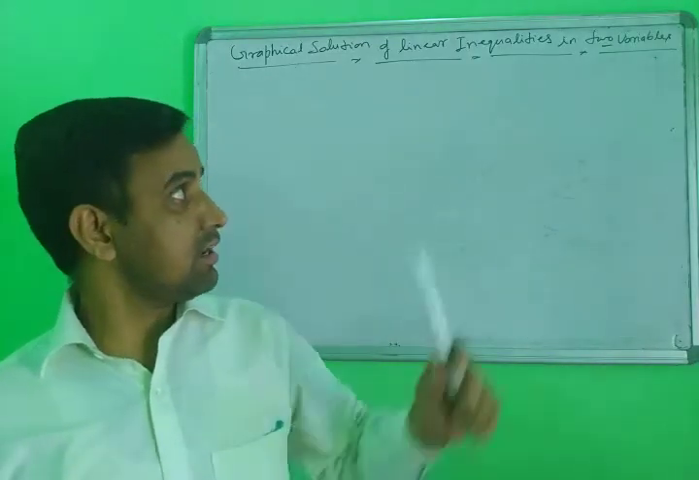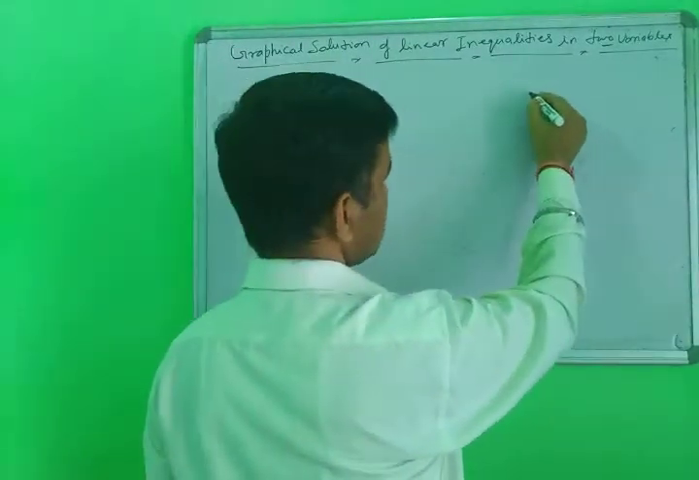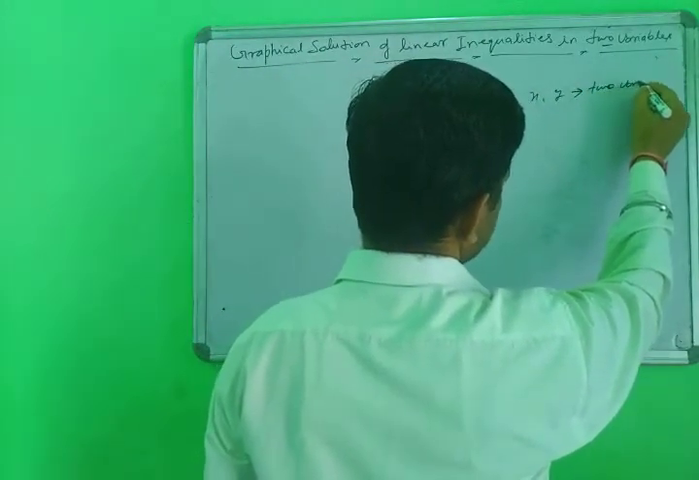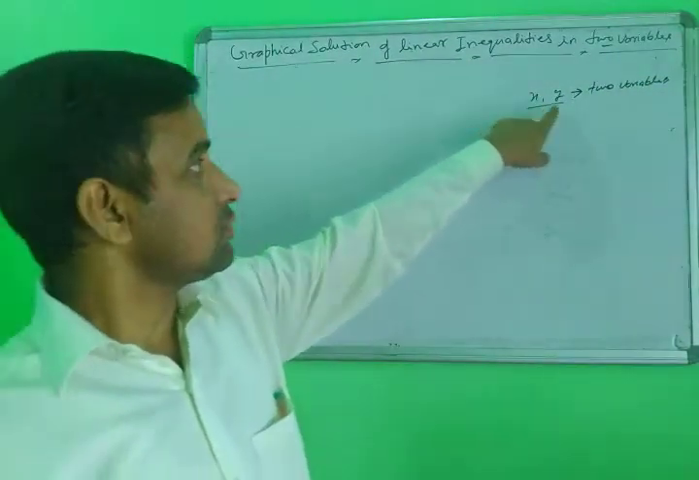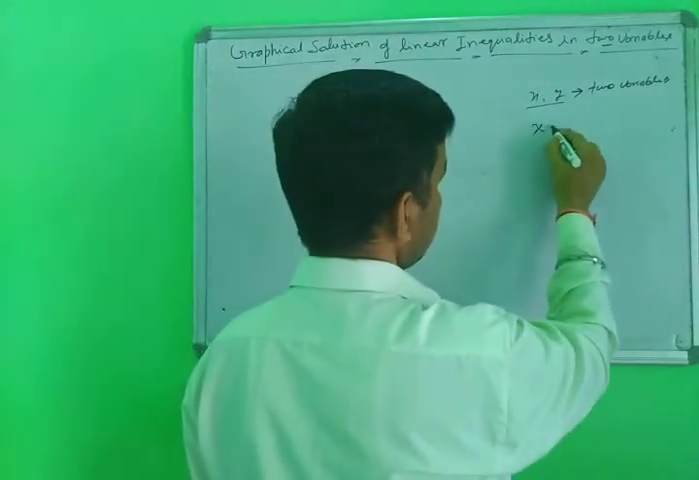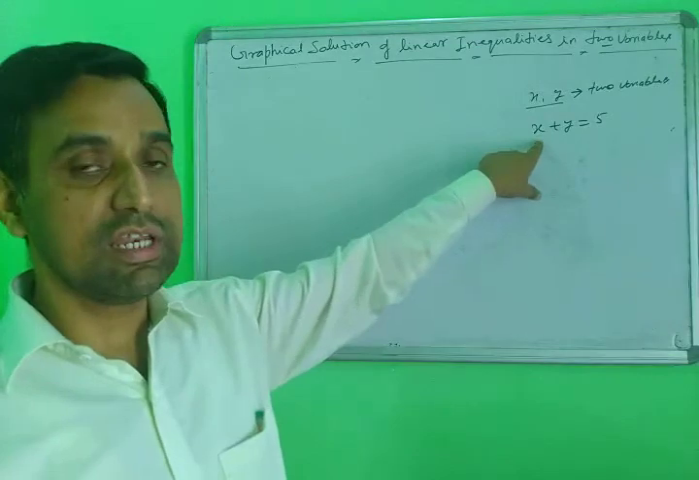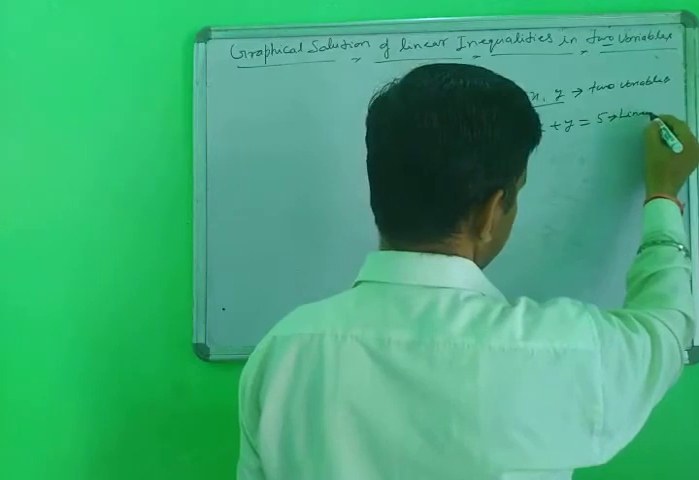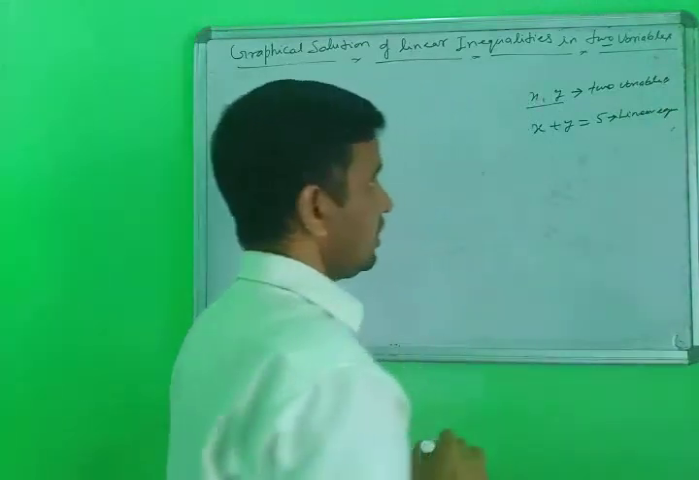So first I will discuss two variables. Two variables means x and y. Suppose in two variables we write a linear equation, for example x plus y equal to 5. This is called a linear equation.